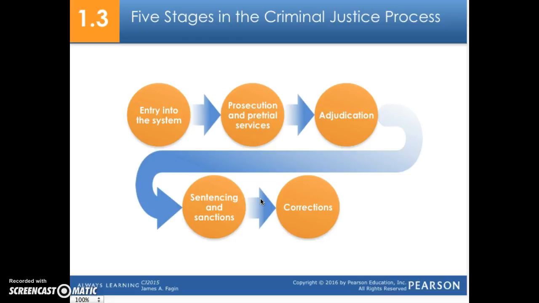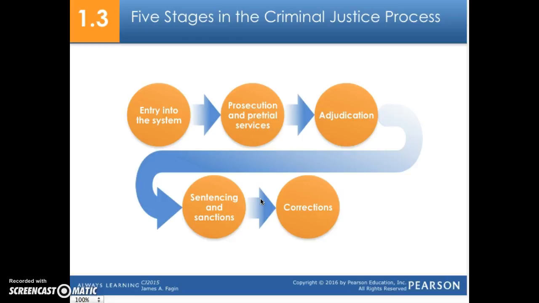The sentence is announced at a sentencing hearing, and the defendant has a right to appeal a verdict based on alleged judicial errors. So a defendant can challenge an ultimate jury decision based on some type of judicial or legal error that they believe occurred during the trial. And if those errors had not occurred, then the defendant might have been found not guilty.